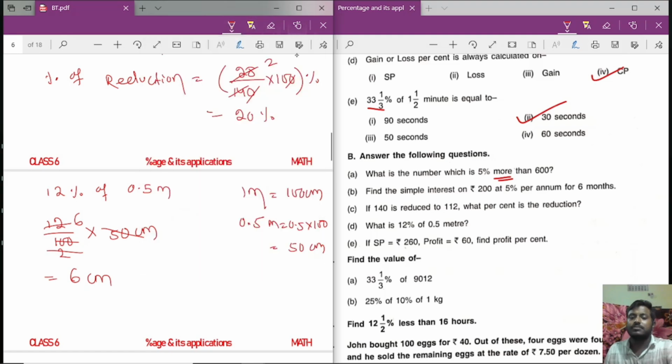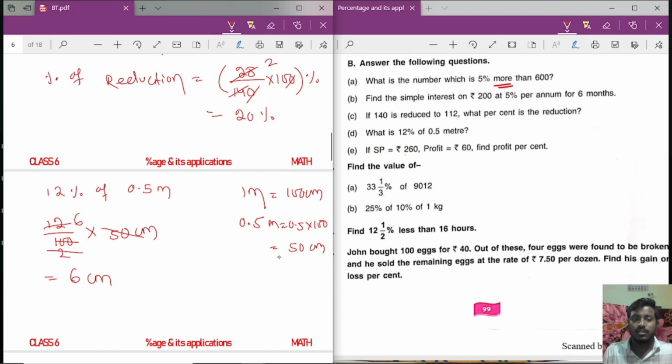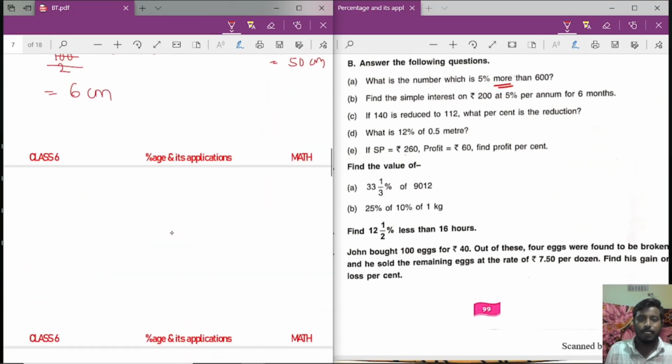Now next, question number E. SP is equal to 260 and profit is equal to 60. Find the profit percent. We know that the profit percentage formula is profit divided by CP into 100.